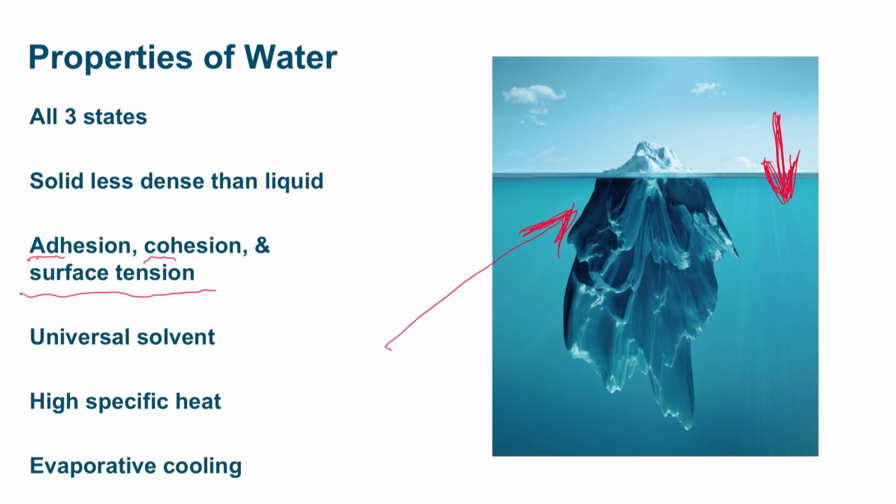Water is also a universal solvent, meaning that just about everything dissolves in it. It has a high specific heat, and that means that it takes longer to increase the temperature of 1 unit of water 1 degree than it does for a lot of other molecules. And water also contributes to evaporative cooling. So for instance, when you sweat to cool your body off, the evaporation of those water molecules actually helps to keep you cooler.